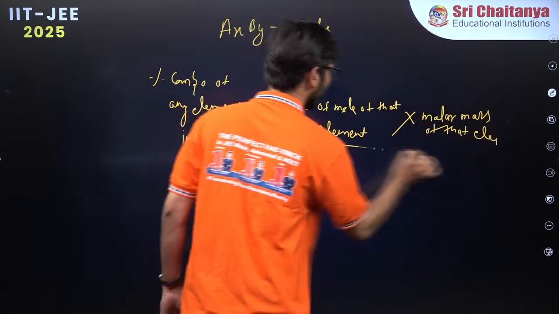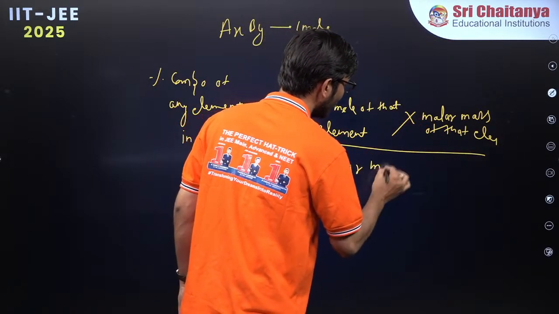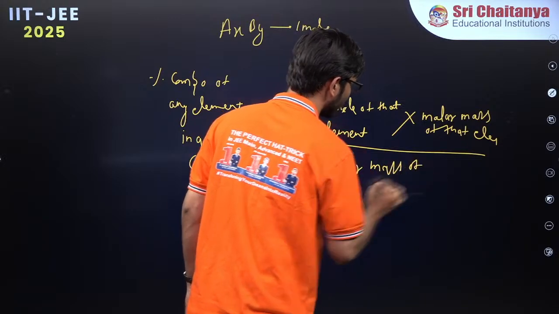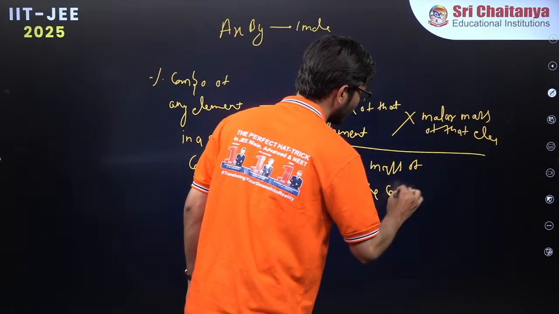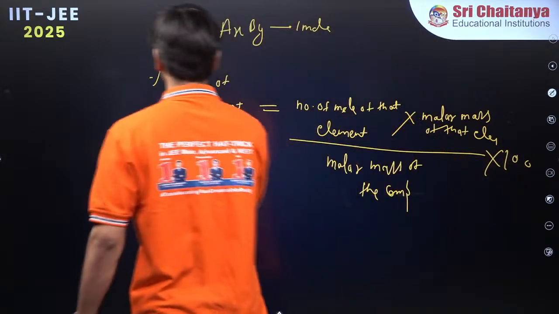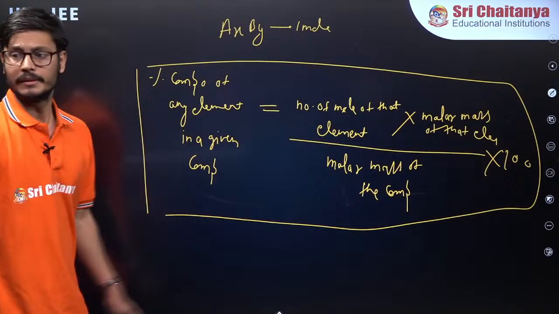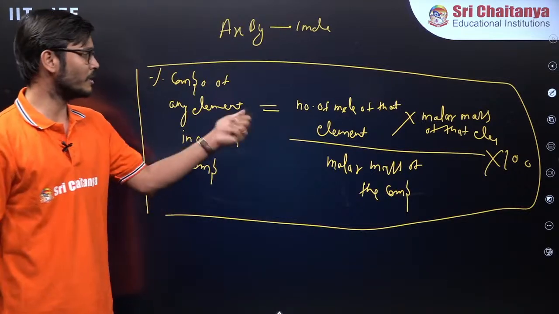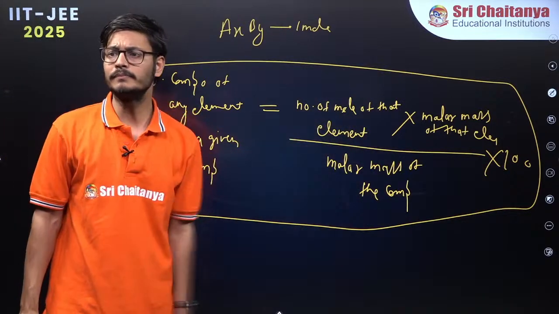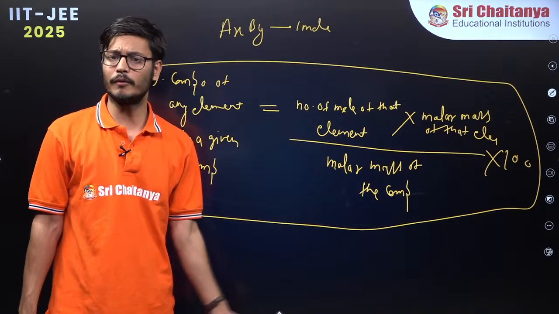divided by the molar mass of the compound, into 100. So this is the formula for percentage composition of any given element. Is this clear to everyone? This formula clear to everyone?